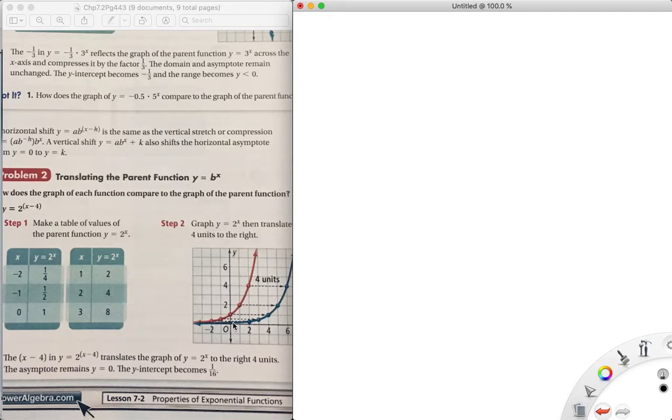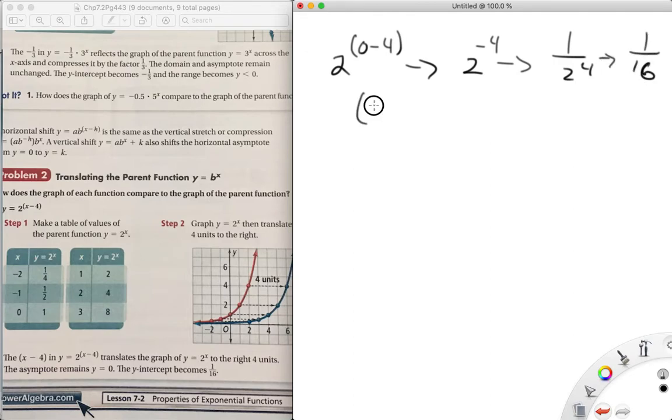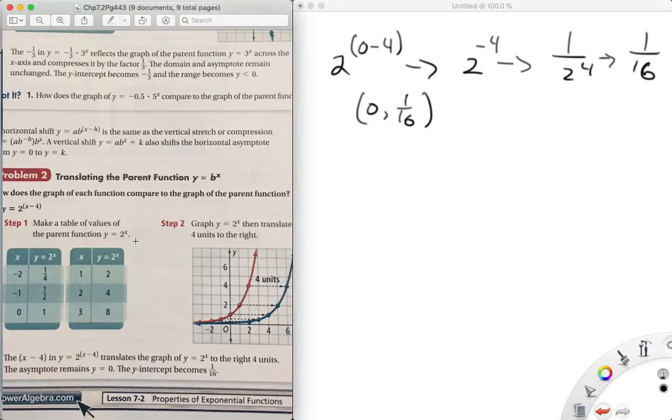When we talk about where it crosses the y-axis here, that gets shifted as well. So remember, that's when x is 0. So when we try to find the y-intercept, it's going to be 2 to the 0 minus 4, which is 2 to the negative 4, which is 1 over 2 to the 4, which is 1 over 16. So your new y-intercept is 0, 1 over 16. So just keep that in mind too. Okay.